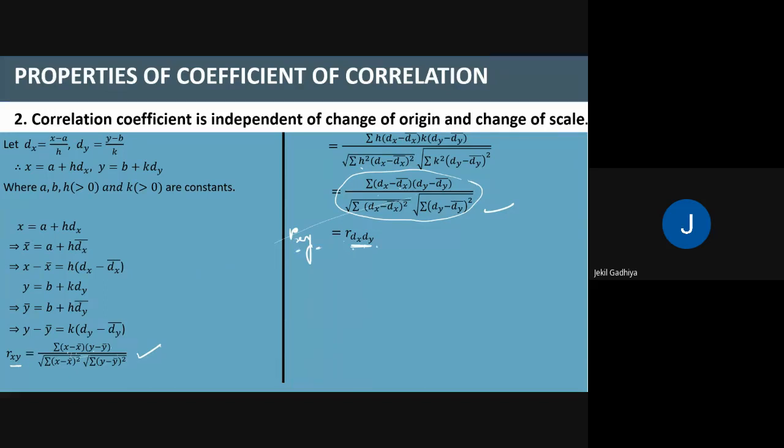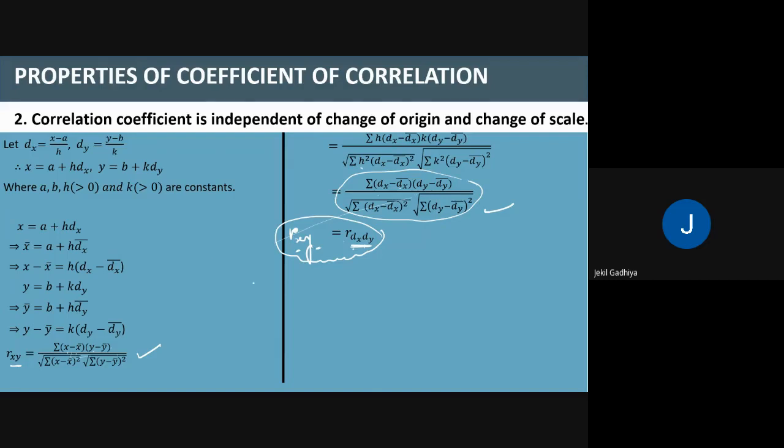X and y coordinate origin, right? So here you can see that change of origin does not affect the correlation coefficient. dx is a new origin. True. h is a change of a scale.